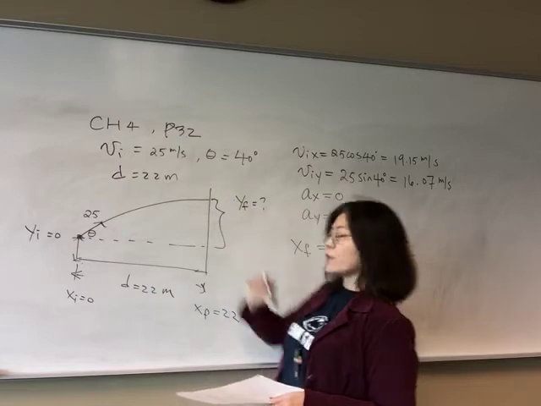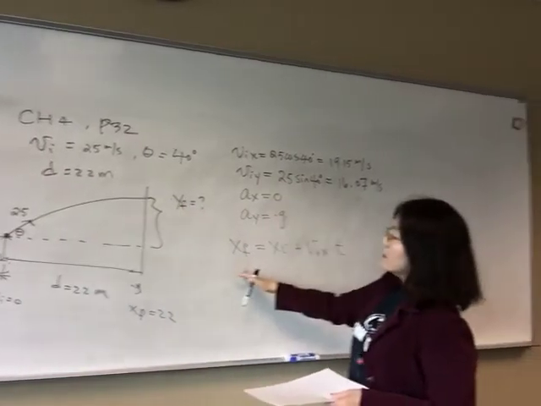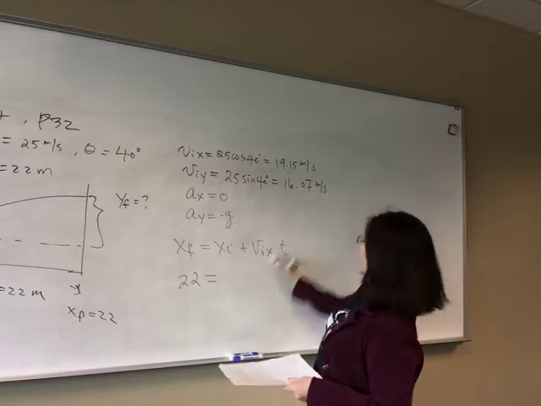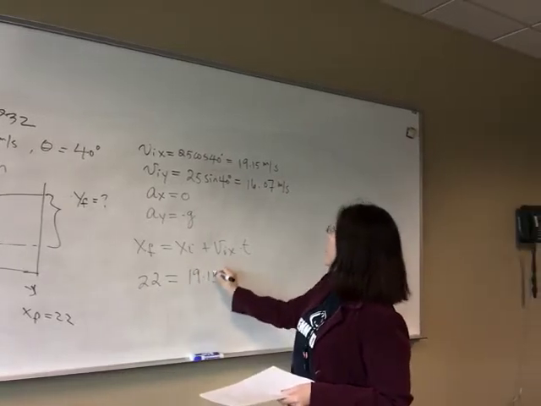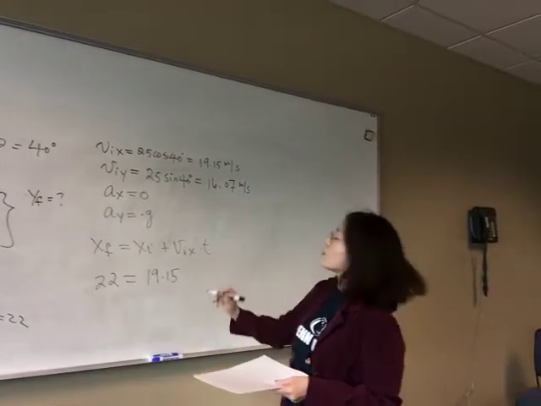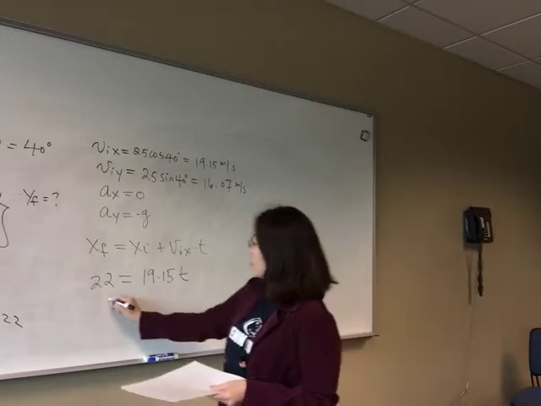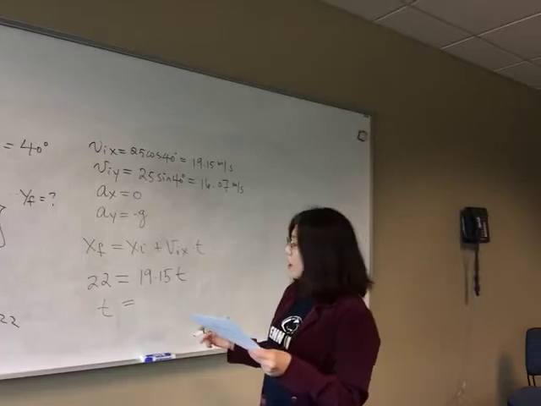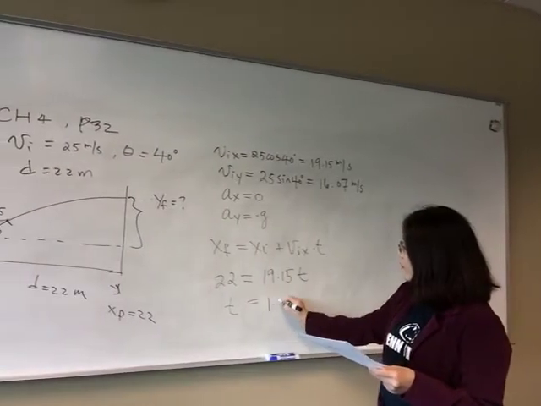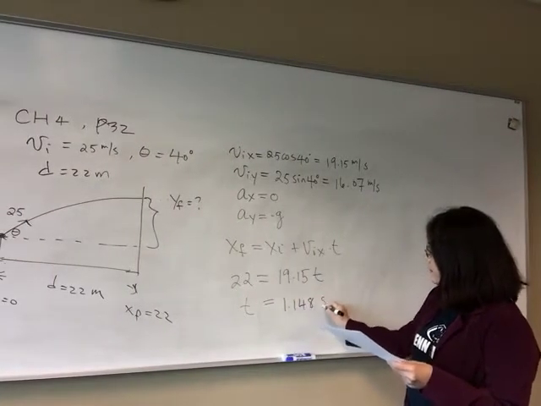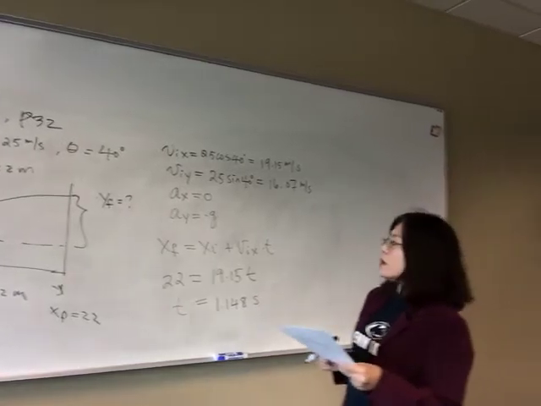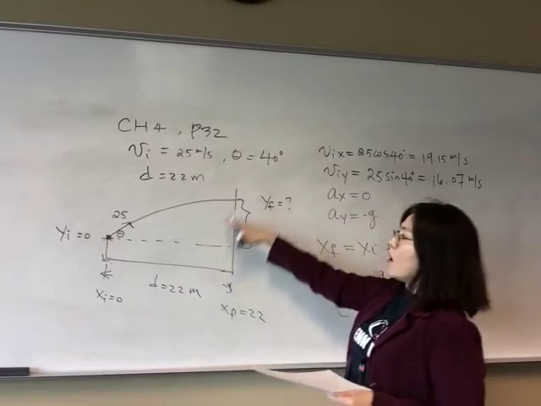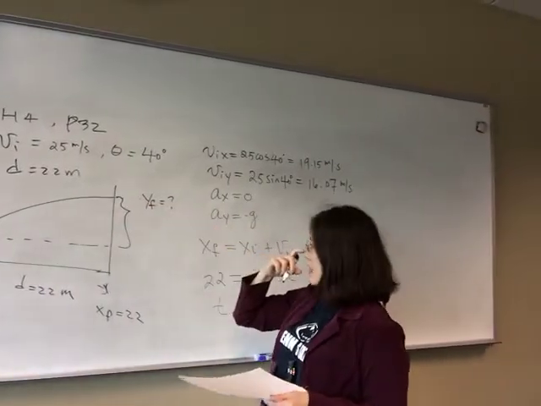From this, you can calculate the amount of time for the ball to travel from this point to that point. So the final position is 22, which is equal to 19.15, the velocity in the horizontal direction, times time. So what is the time that it requires? You have 1.148 seconds. Okay, so that's the time to go from this point to that point in the horizontal direction and also the vertical direction.